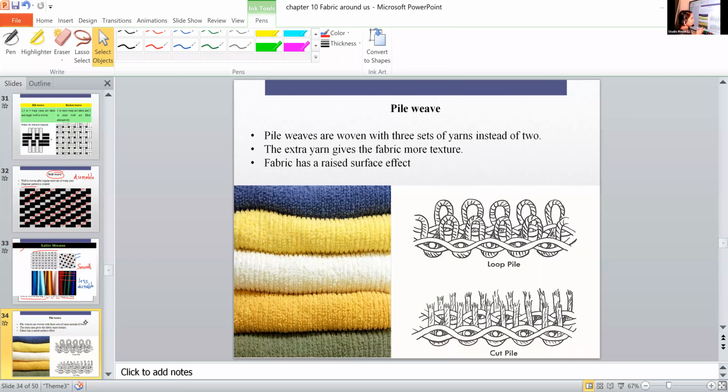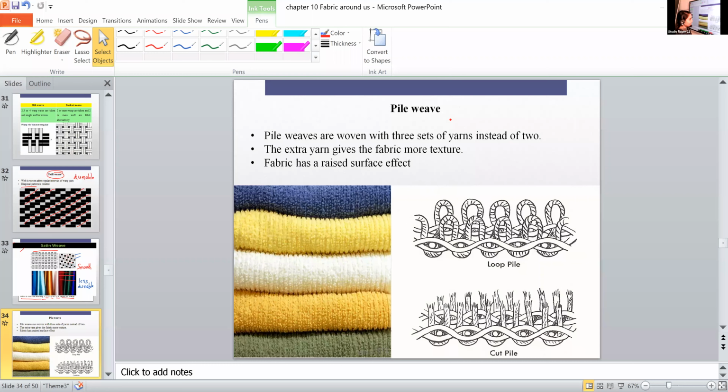As the name says, fancy. So we add something decoratively, or make the fabrics more attractive, by inserting some things into the fabrics. Is it clear? That is a fancy weave. More attractive weaves are called fancy weave. The first fancy weave is pile weave. Note down, okay, pile weave.